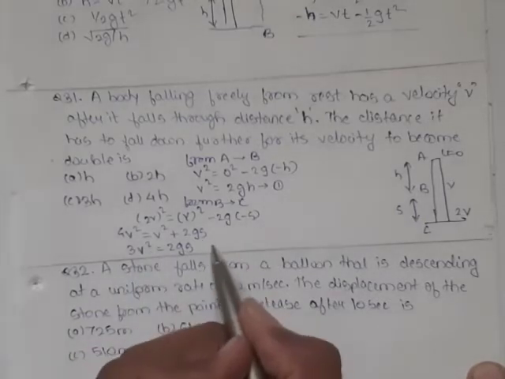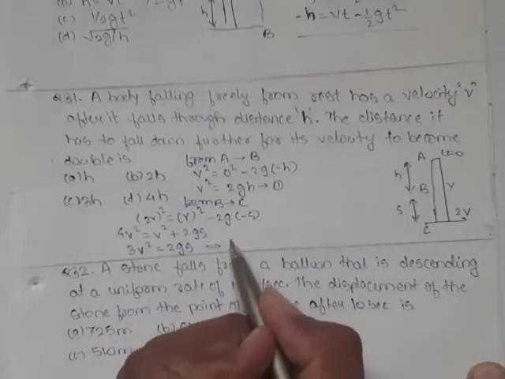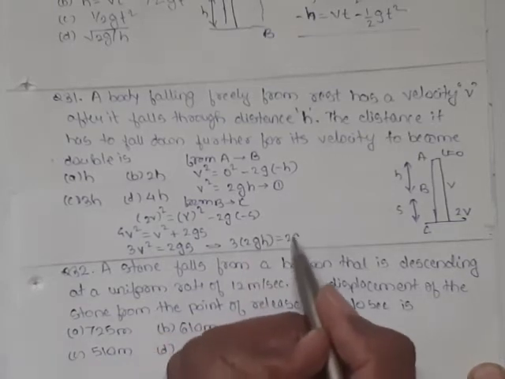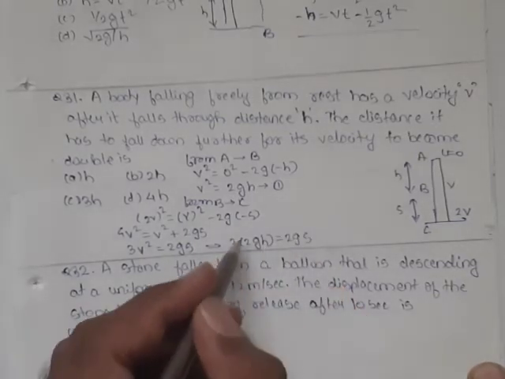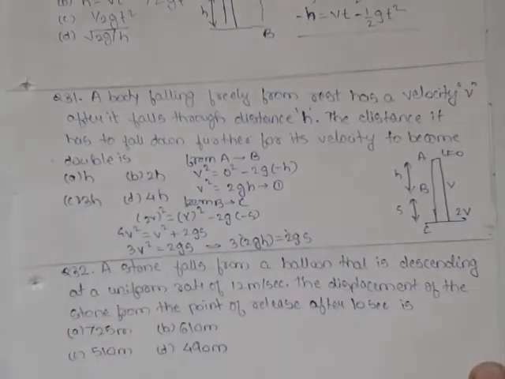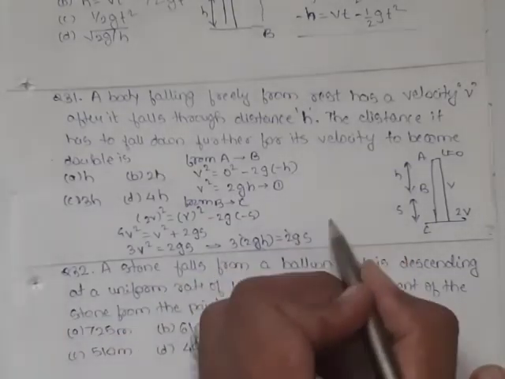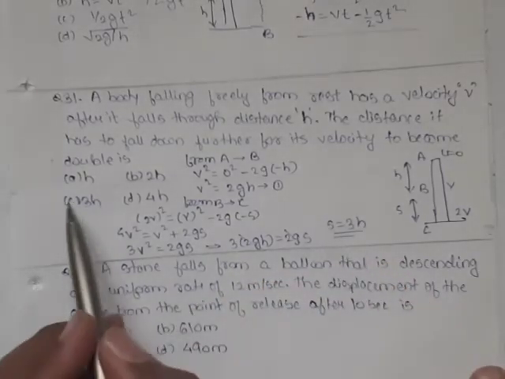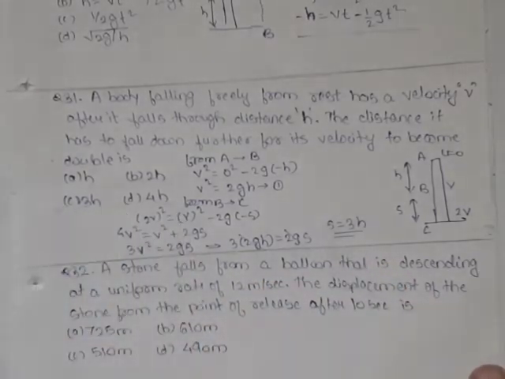Again we will put the value of v square equal to 2gh, equal to 2gs. So this 2g gets cancelled, therefore s becomes equal to 3 times h. This is our solution. So out of the 4 options, if we see option C, that is our distance s to travel from B to C is 3 times h.